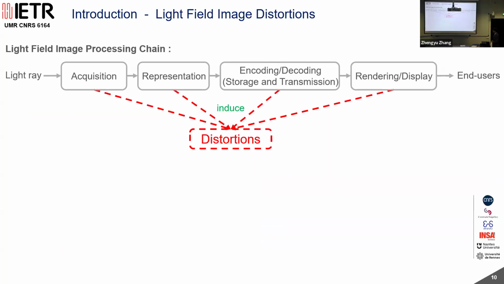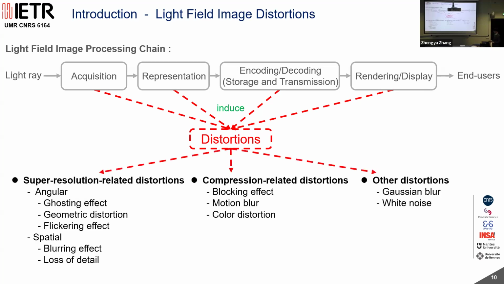And throughout the light field image processing chain, different types of distortions may be introduced in different stages, which finally affect the visual experience of human eyes. And these distortions can be divided into 3 types, including super resolution related distortions, compression related distortions, and other distortions.